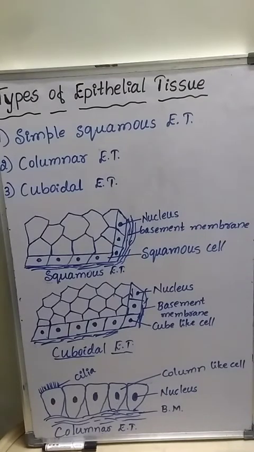The esophagus and internal lining of the mouth, alveoli of lung, and Bowman's capsule of the nephron, which is present in the kidney, contain simple squamous epithelial tissue. The skin of our body is also made up of squamous epithelial tissue.